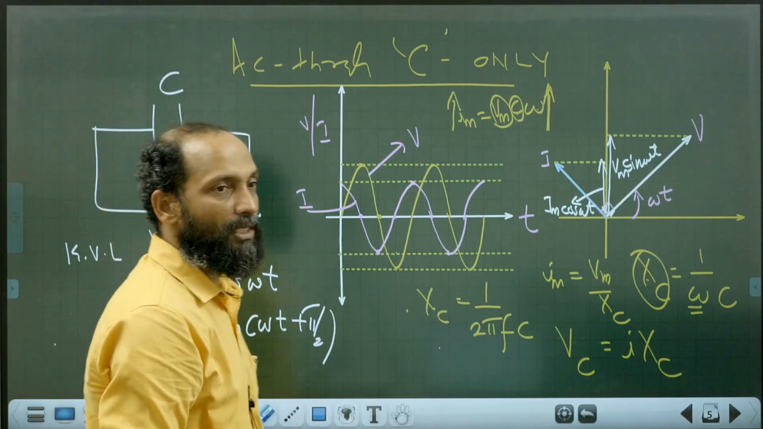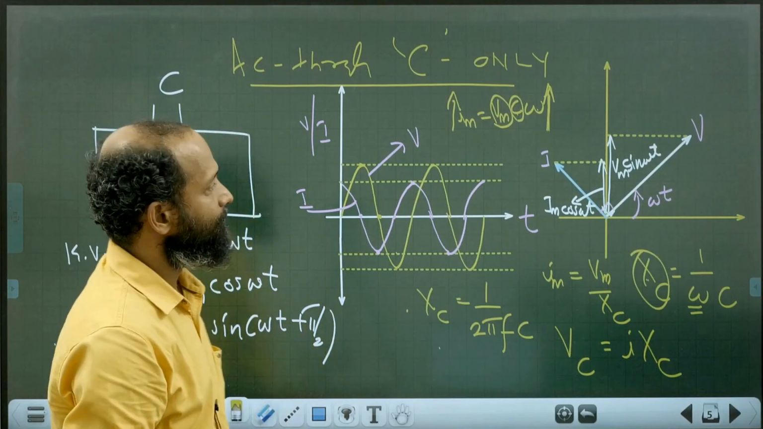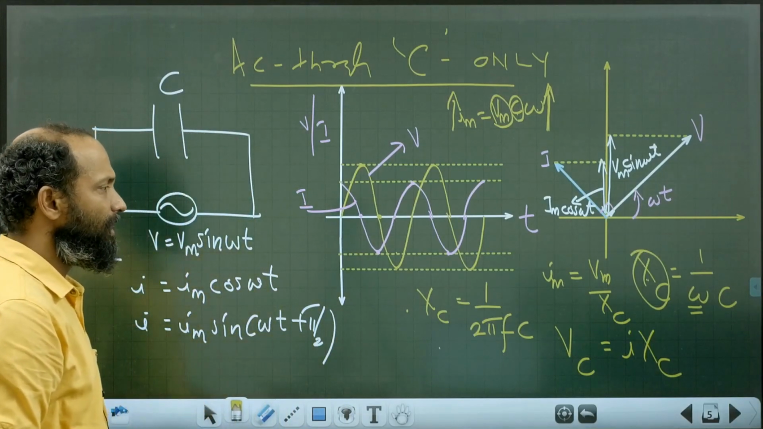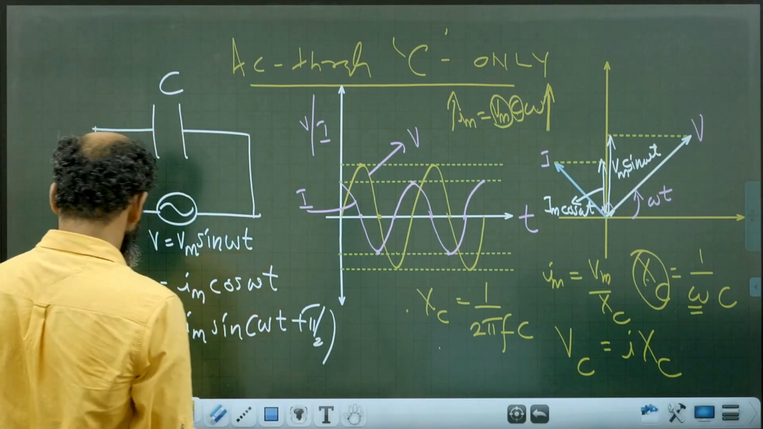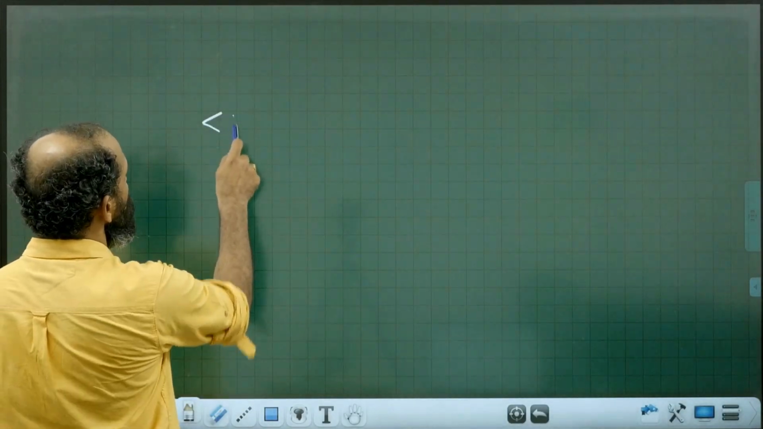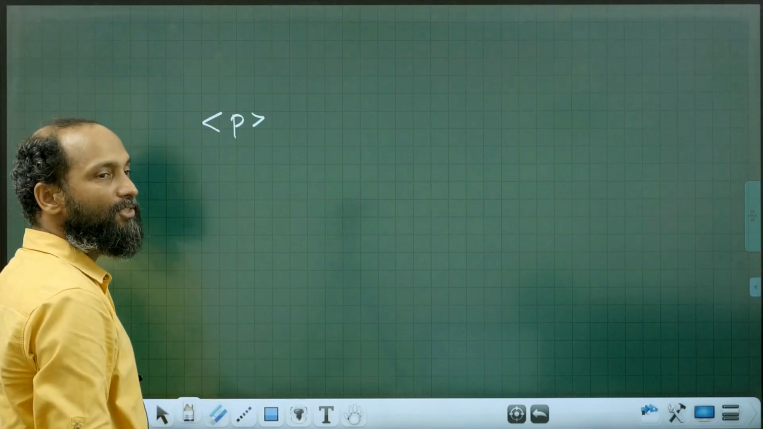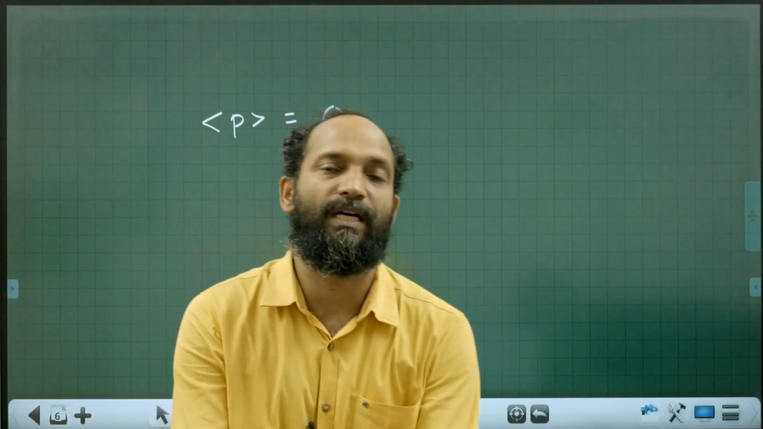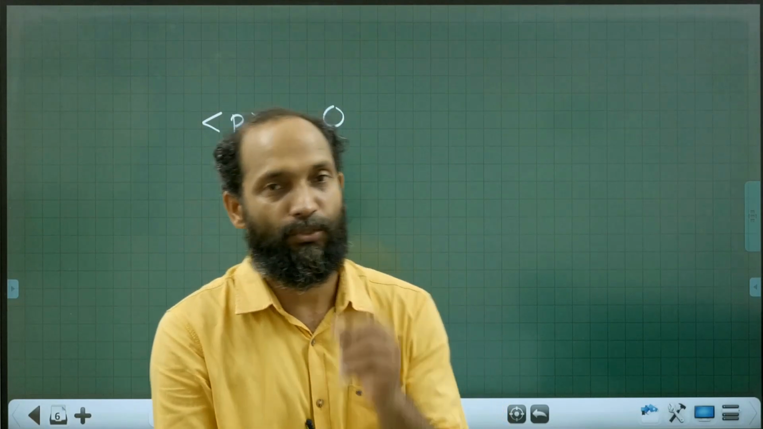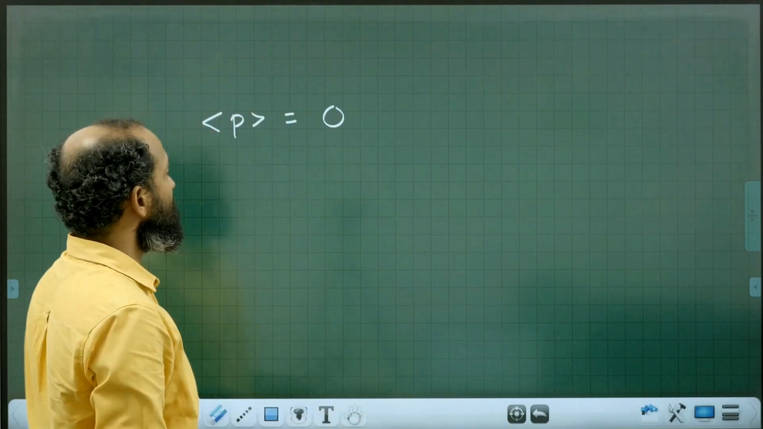That's why it is called a high pass filter. Capacitor is used as a filter circuit. Now, the average power consumed by this capacitor only circuit is again 0, and the current is wattless current, as we have discussed in the inductor only circuit. So the current is called wattless current.